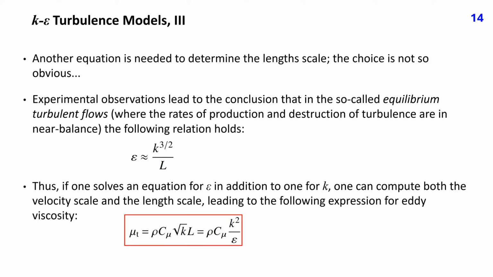Thus, if one solves an equation for epsilon in addition to one for k, one can compute both the velocity scale and the length scale, leading to the following expression for eddy viscosity as a product of a dimensionless parameter C mu, density, turbulent kinetic energy squared, and divided by epsilon. This closes the system of equations. Turbulent viscosity is expressed via two new unknowns, which are obtained by solving two additional transport equations.